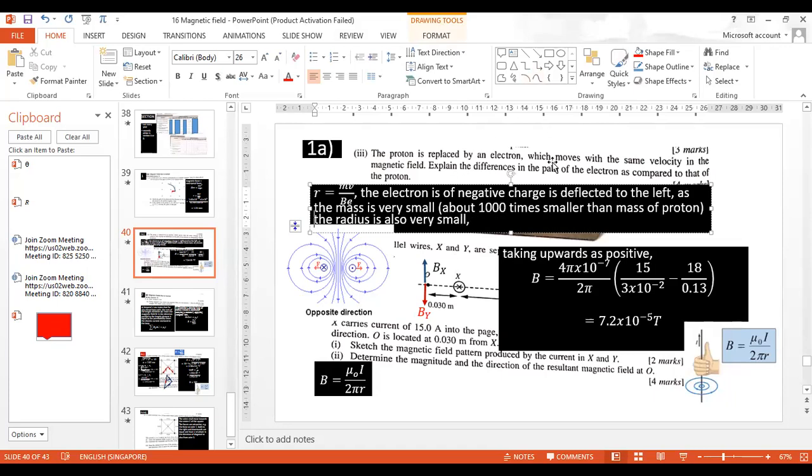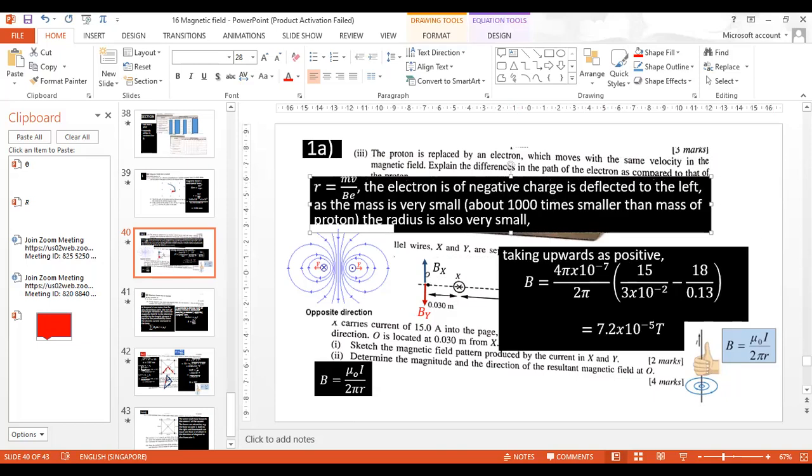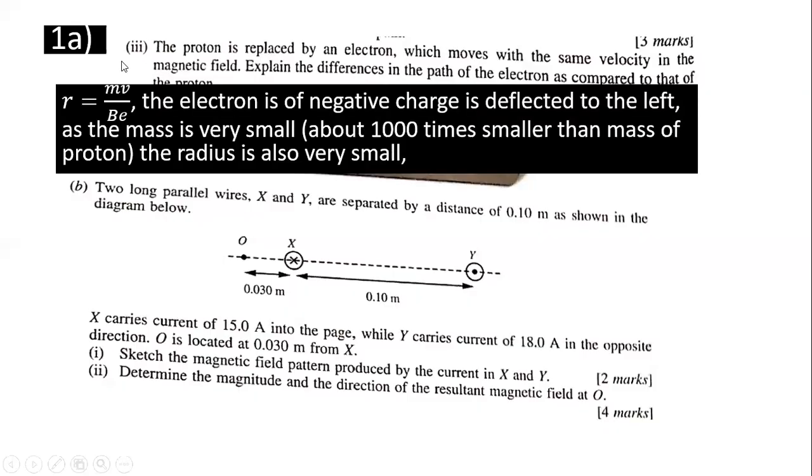Okay, any other point that is related to the question you can write down? Right? Because it's this format, the examiner will look for quality, how you reason it out. That is the equation, and then negative charge, deflected, and the mass, about 1,000 times smaller than the mass of proton. So the radius is very small.